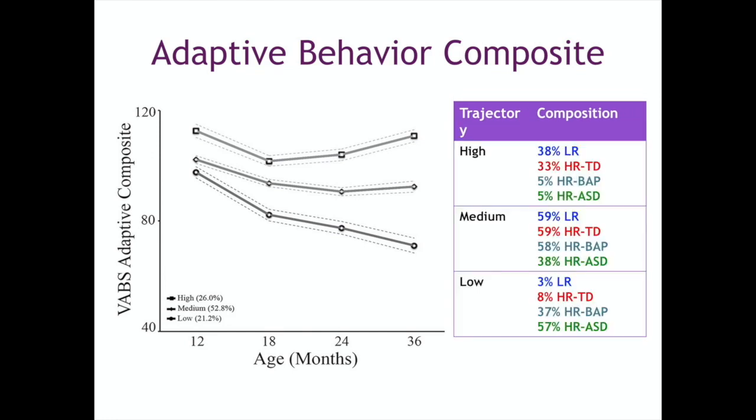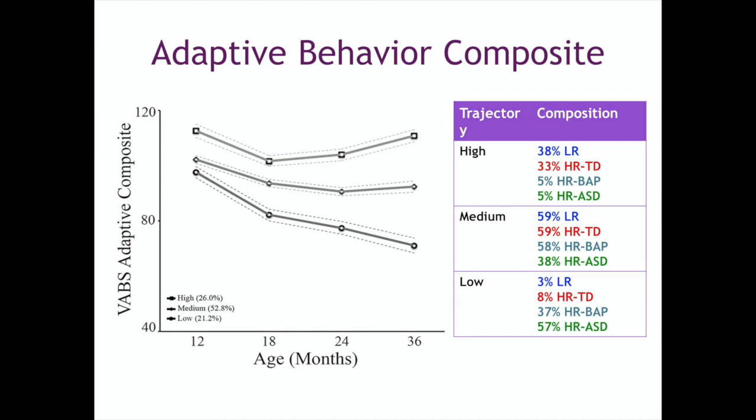When we look at the proportion of our participants in each group, what you can see at the bottom, in the low group, is that about 57% of our children with autism are in this low group, but only 5% of children with autism are in the high trajectory. And when you look at the low risk group, only 3% of them are in the low trajectory, whereas 38% of them are in the high trajectory. And you can see that for the most part, the majority of kids are in this medium trajectory, apart from the children with autism, where there's about a third of them in there.